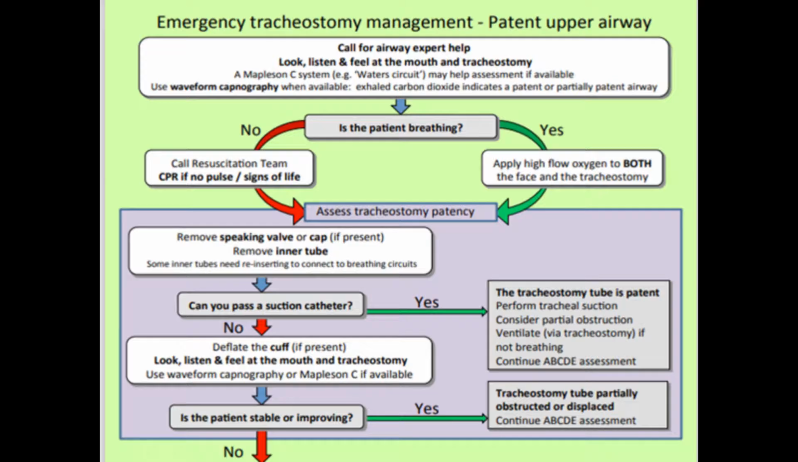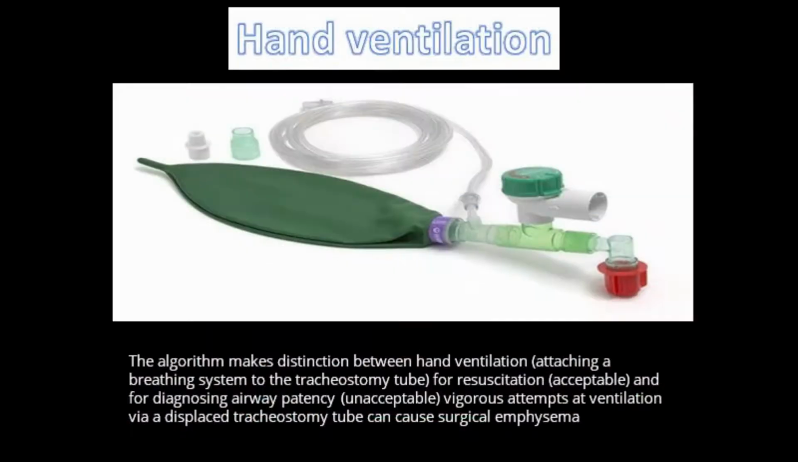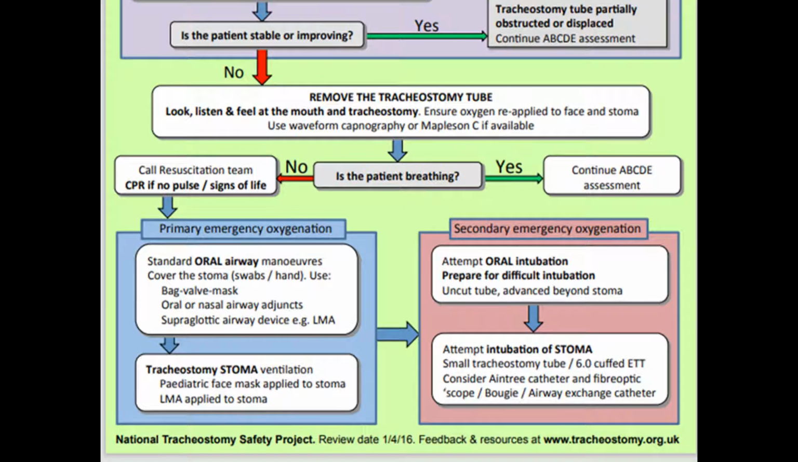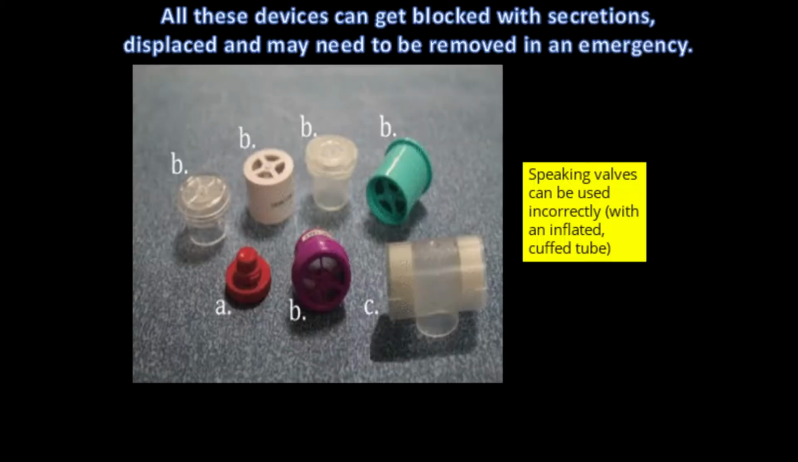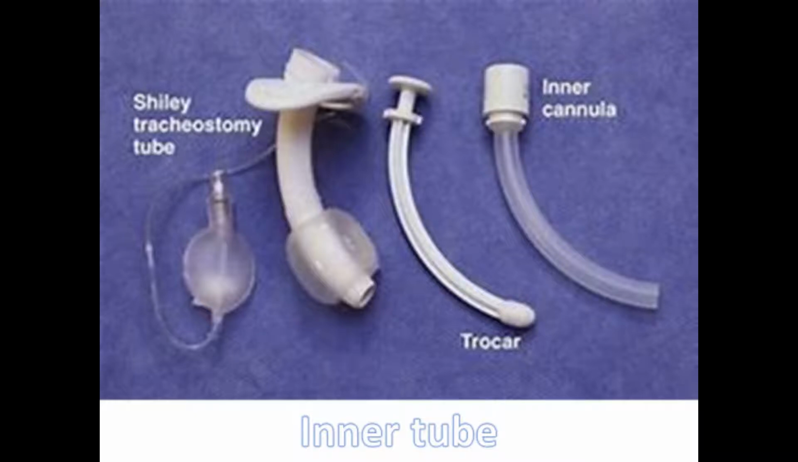Here you see it all summarized. Here's a hand ventilation circuit. Speaking valves can get blocked and can be used incorrectly at times too, and may need to be removed in an emergency. Here you see inner cannulas or various types of tracheostomy tube that again can get blocked and may need to be removed if one cannot suction with a fine tip suction catheter through the tracheostomy.